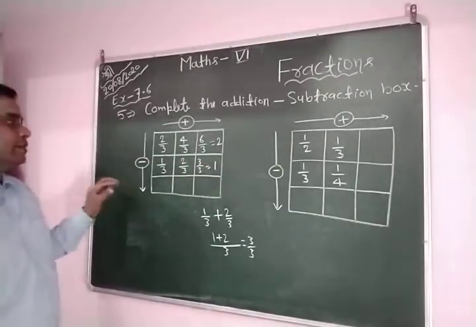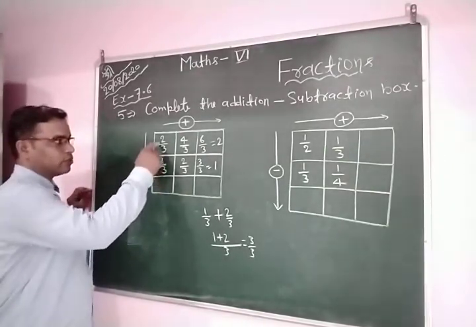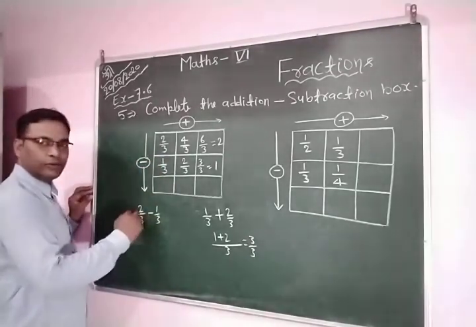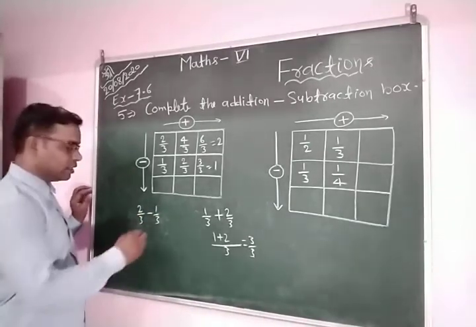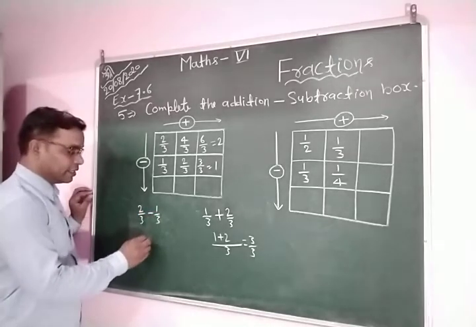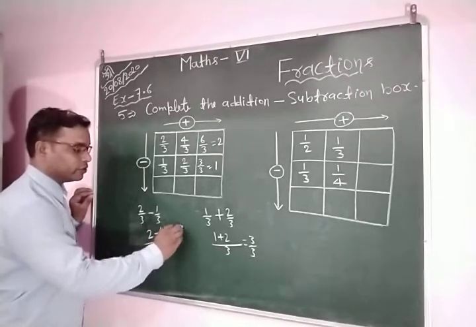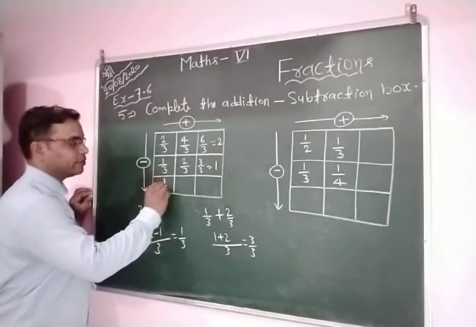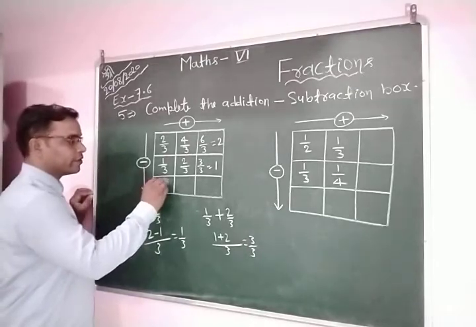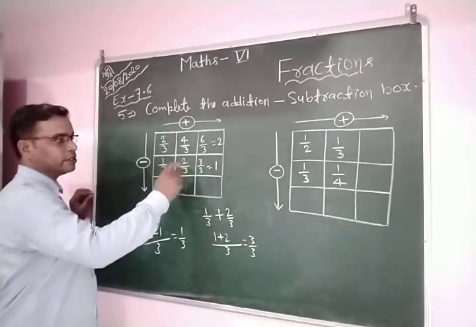Okay, and now in this box we subtract 2 by 3 minus 1 by 3. Both fractions are like terms, so we can write 3 as the denominator and subtract the numerators, 2 minus 1, this is equal to 1 by 3. So we can write here 1 by 3. Okay, this is equal to 1 by 3.